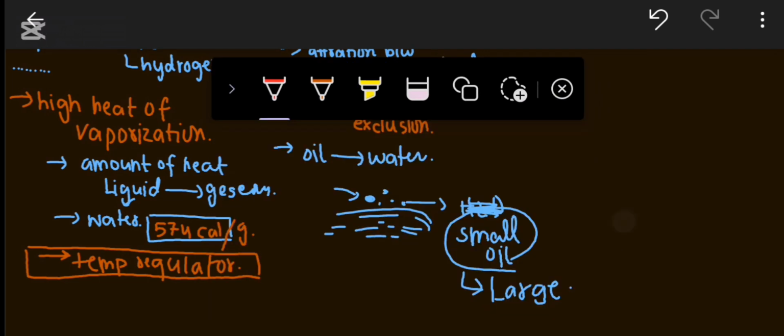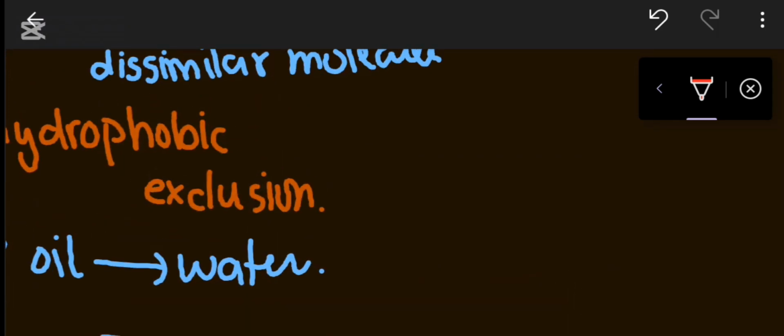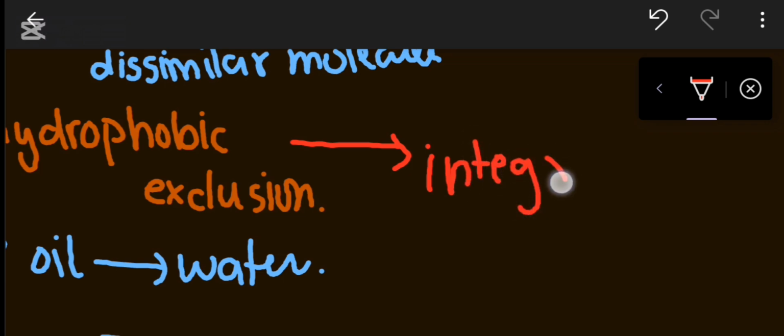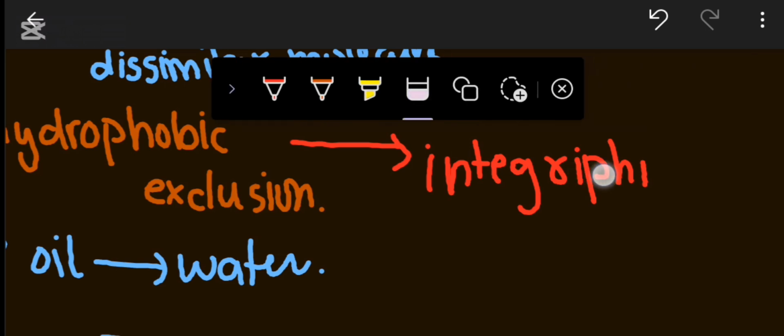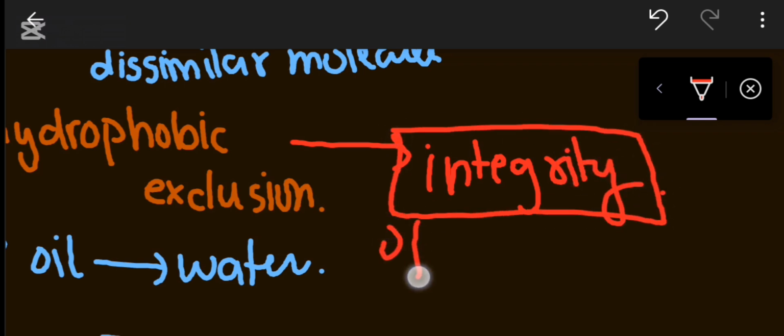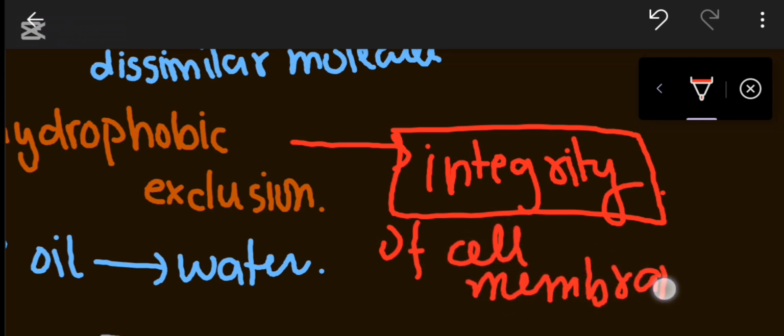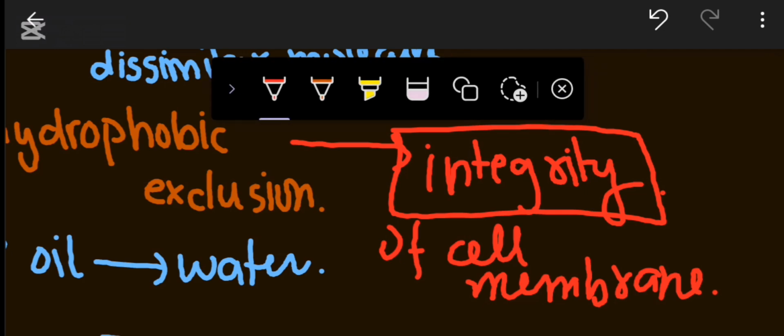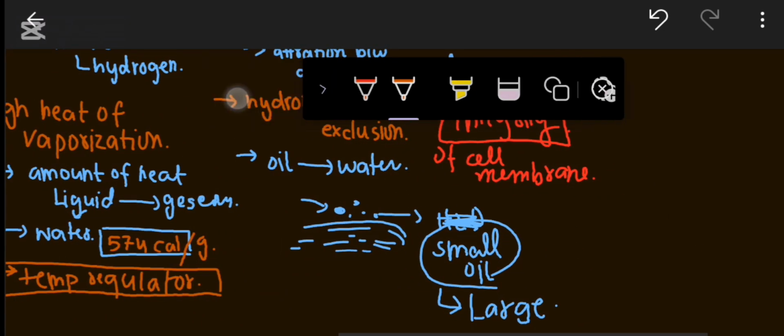Now the question arises: hydrophobic exclusion maintains the integrity of the cell membrane, because in the cell membrane we have the phospholipid layer, which plays the main role. It is made up of lipid, or we can say one type of oil, so that is why it maintains the integrity of the cell membrane.